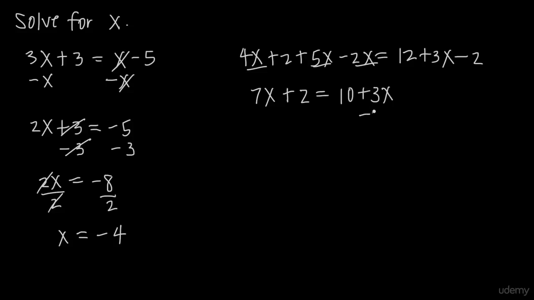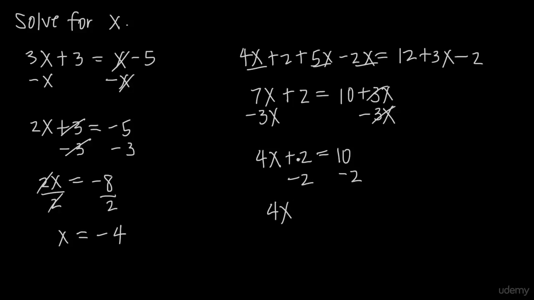So we'll subtract 3x from both sides to get rid of it over here on the right. Subtract 3x. 7x - 3x is 4x. We leave our + 2 equal to 10. And then positive 3x - 3x is going to be a 0. So we're just left with 10. Subtracting 2 from both sides, we get 4x + 2 - 2 is 0. 4x + 0 is still 4x. And then 10 - 2 gives us 8.